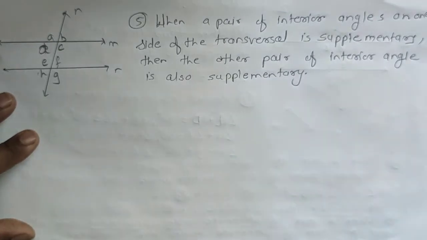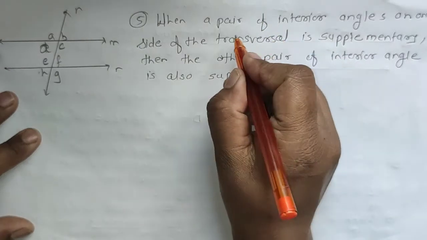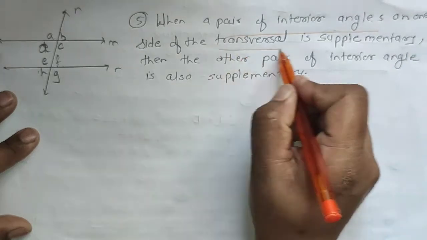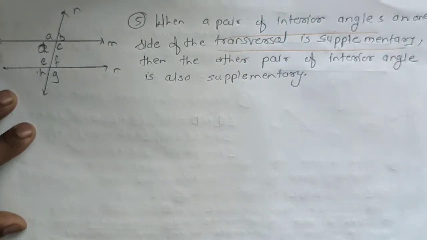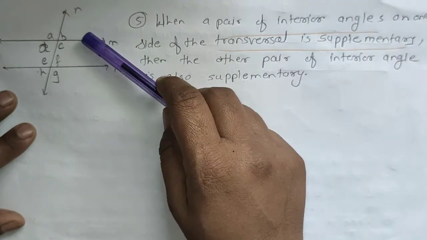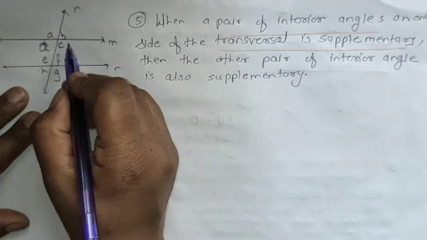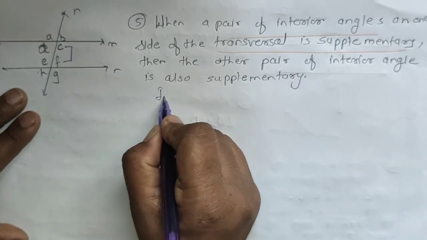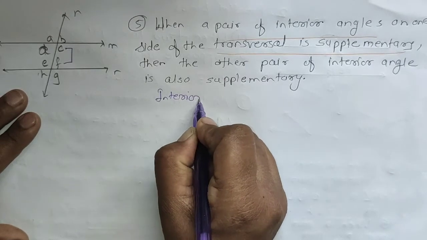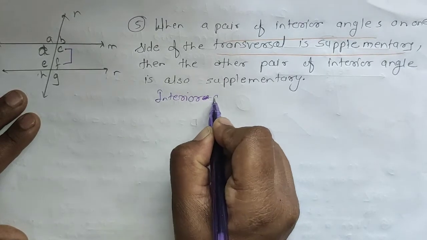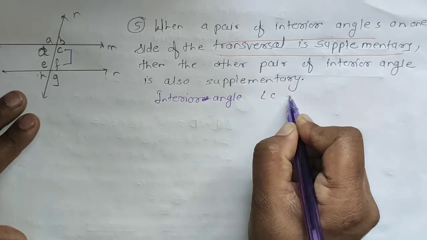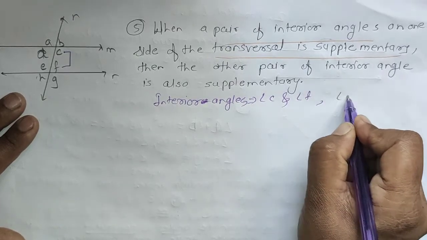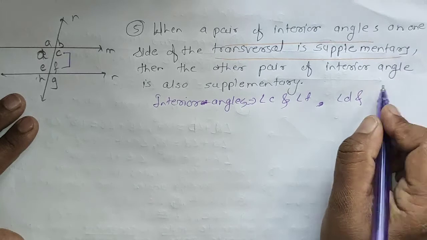So in this statement, what we are understanding is, if the pair of interior angles on one side of the transversal is supplementary, then, when these two lines are intersected by a transversal, two pairs of interior angles are formed. This is the first pair. Which pairs are formed? The interior angle pairs are angle C and angle F, and another, angle D and angle E.